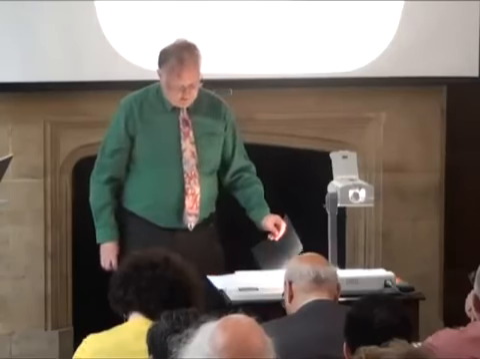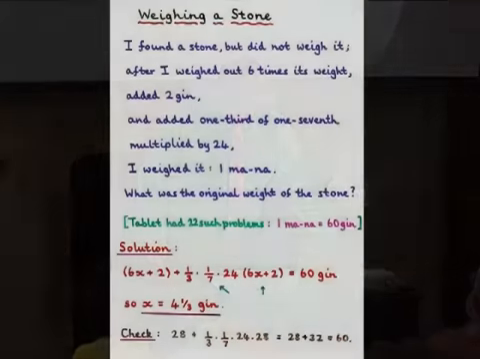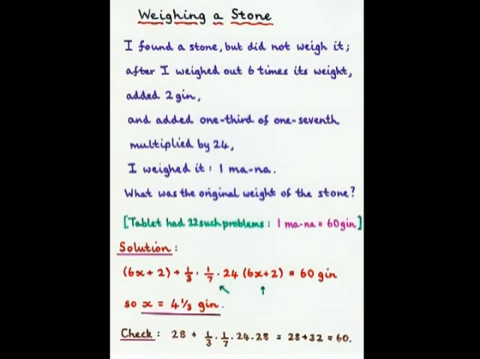As far as problem text is concerned, here's an example of a problem from problem text. It's this one. I found a stone but did not weigh it. After I weighed out 6 times its weight, added 2 gin, that's, don't misinterpret that, and added 1/3 and 1/7 multiplied by 24th, I weighed it 1 mana. What was the original weight of the stone?